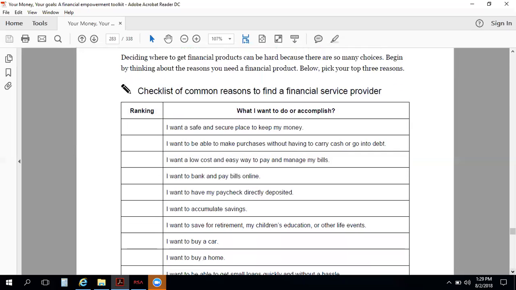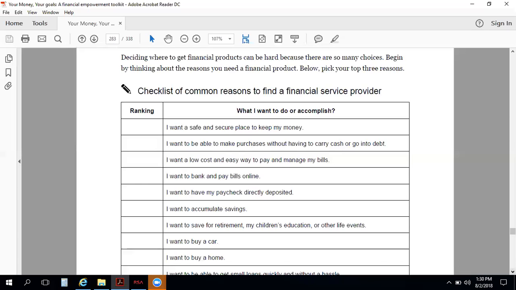So it gives you some examples of what a client might have a goal of. I want a safe place to secure and keep my money. Is that a main goal? Do they want to be able to make large purchases without having to carry a lot of cash or go into debt? I want to bank and be able to pay bills online. I want to accumulate savings.